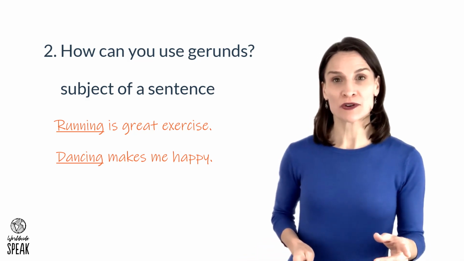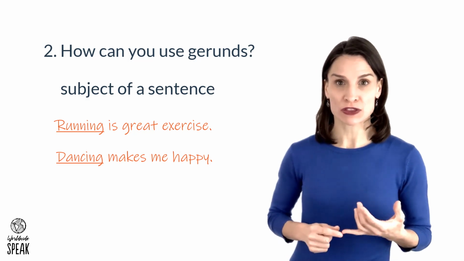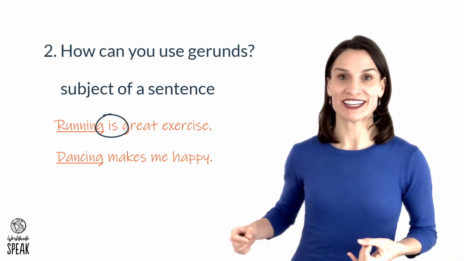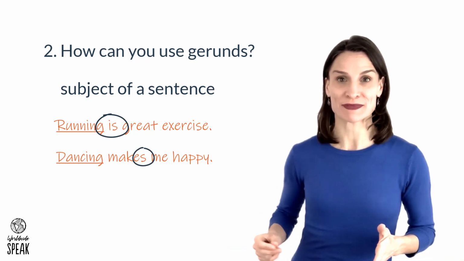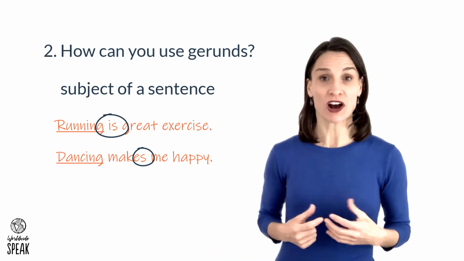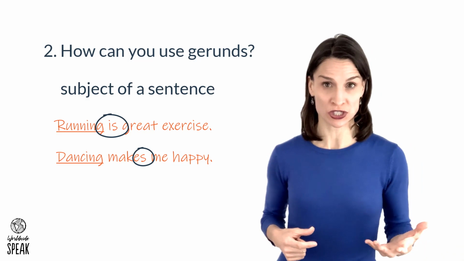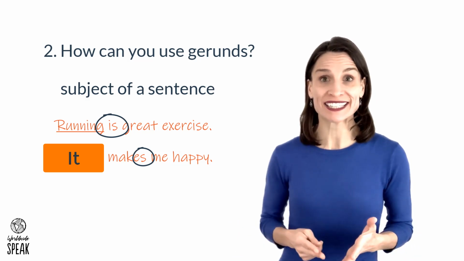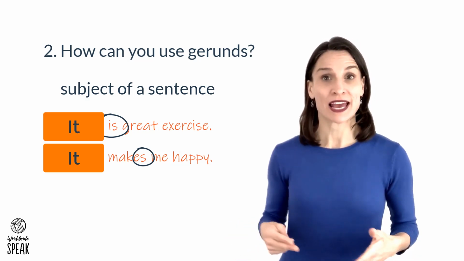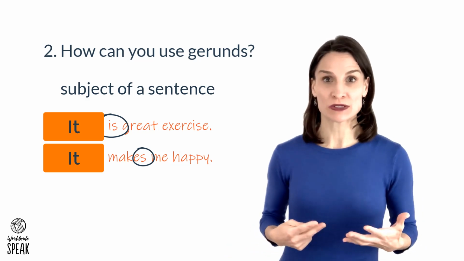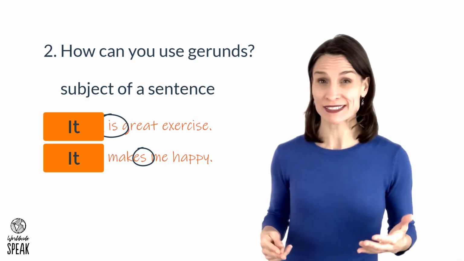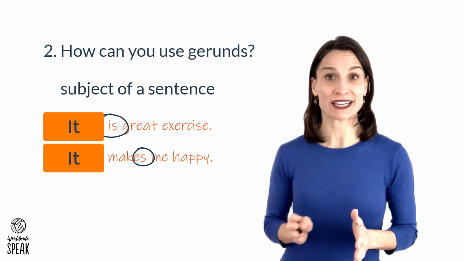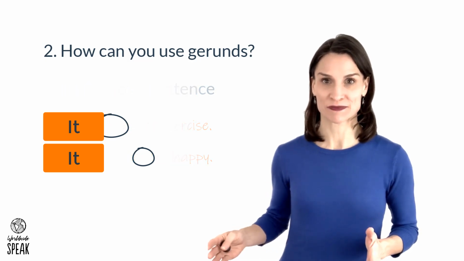And when we do, notice that the verb which I use is in the third person singular. For example, running is great exercise. Dancing makes me happy. In all of these sentences, I can substitute the gerund with the pronoun it. For example, it makes me happy, or it is good exercise. And remember, with it, I use third person singular. In the present simple, this means my verb gets an S: makes me happy, or is good exercise.